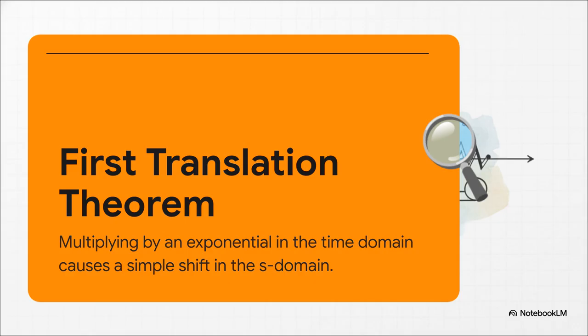And if you think back to the integral definition, you can actually see why. That e to the at just combines with the e to the minus st to give you e to the power of minus (s minus a)t. And what's that? It's just the heart of a brand new transform, where every s has been swapped out for an s minus a. It's built right into the math.